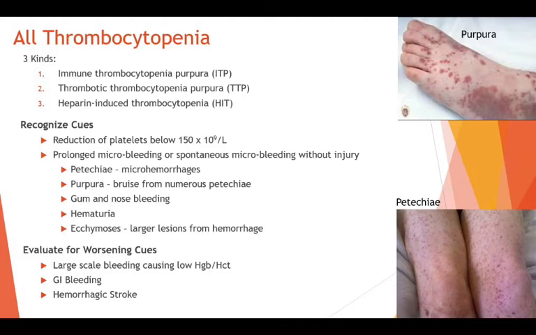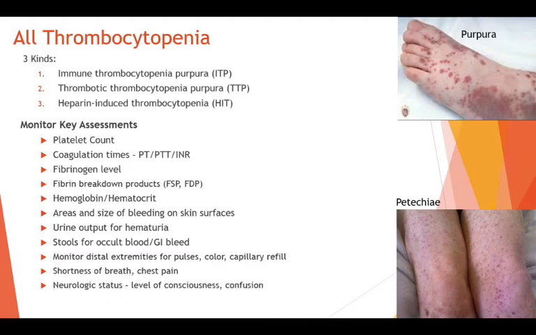Your PTT is normal. Your fibrinogen level is normal. Fibrin breakdown products are normal. Hemoglobin, hematocrit are normal. You are having bleeding, but they are micro bleedings, not enough to drop your hemoglobin and hematocrit unless you are in a worsening condition. So you want to keep an eye on the amount of bleeding, the areas you're seeing bleed on the surface, just basically checking for any kind of blood.